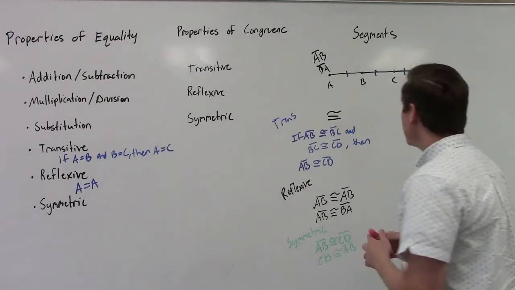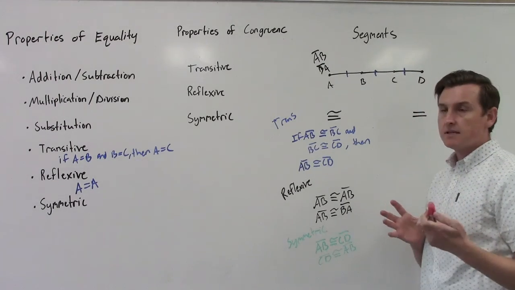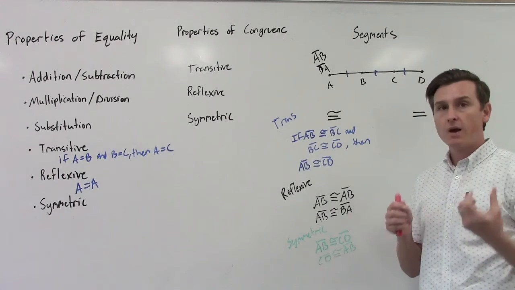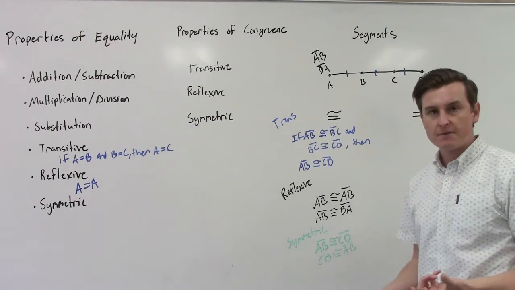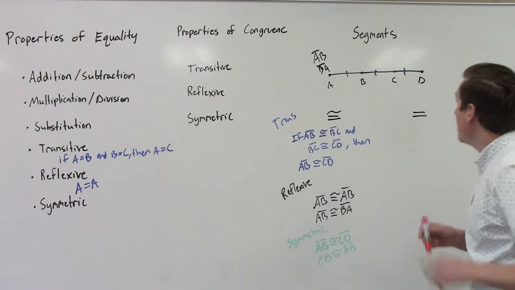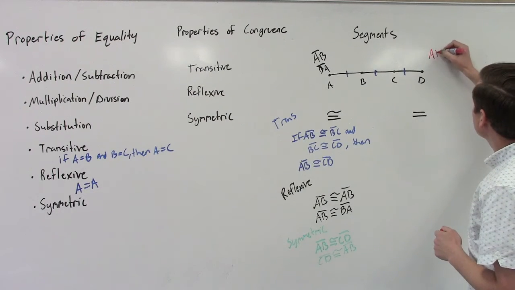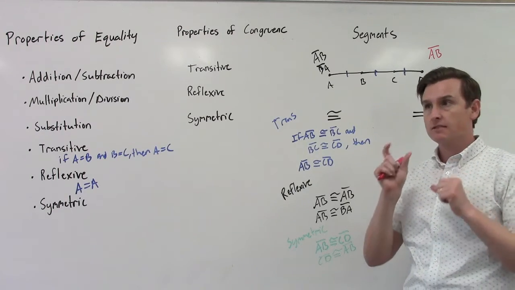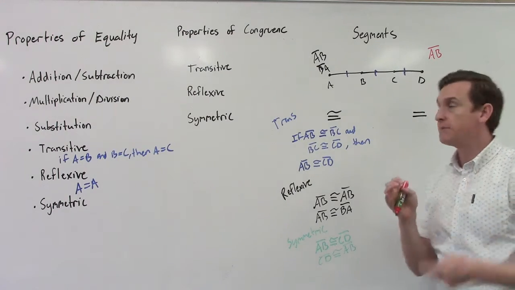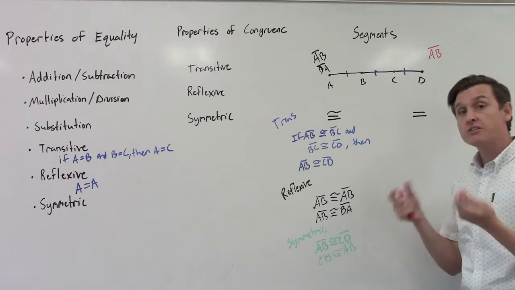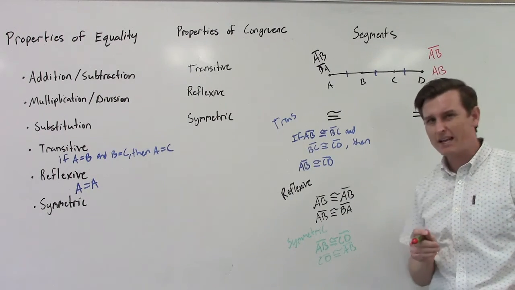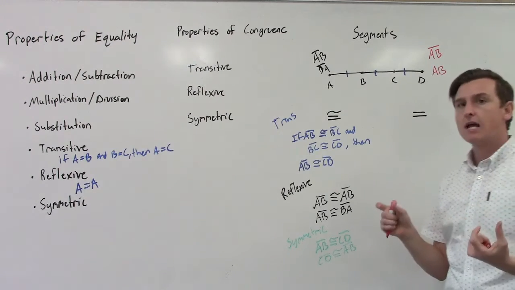Okay, now we're going to talk a little bit more about measurements. The first thing we need to do when we talk about measurement is talk about how we write the measurement of a segment. If we draw something like this, that is referring to a line segment, the shape. If we want to refer to the measurement of that segment, we just write AB without a line over it.